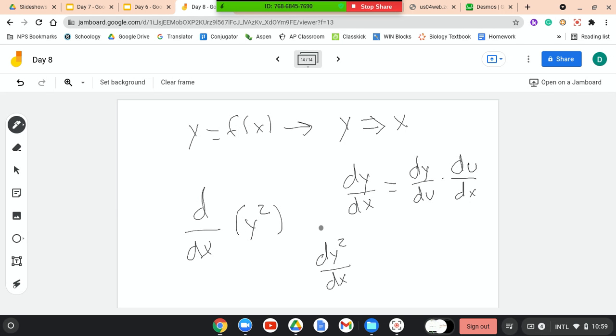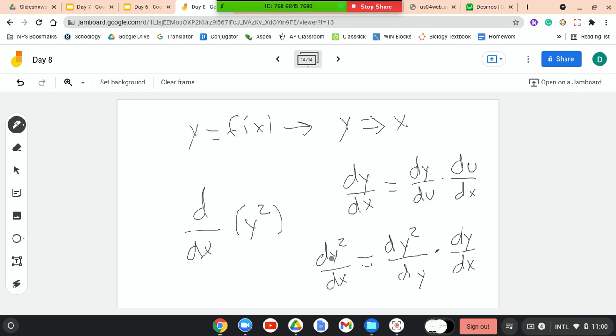Okay. Cool. So this tells us that if I want to take the derivative of a function with respect to x, I could take the derivative of the original function with respect to some other function. So I'm going to say dy. I'm going to take the function that I'm considering. I'm going to say that I'm taking the derivative of y squared with respect to y. And then I multiply that by dy over dx.